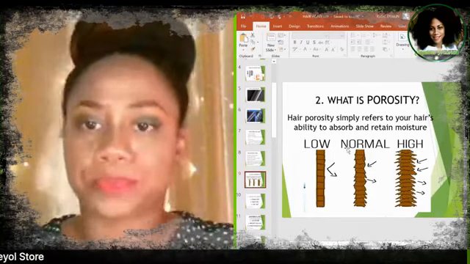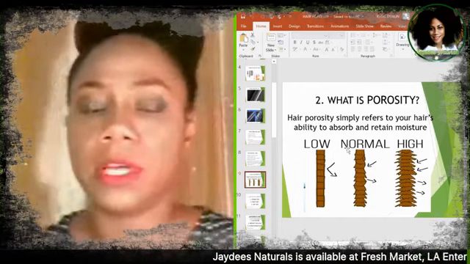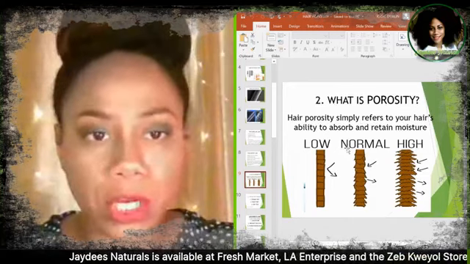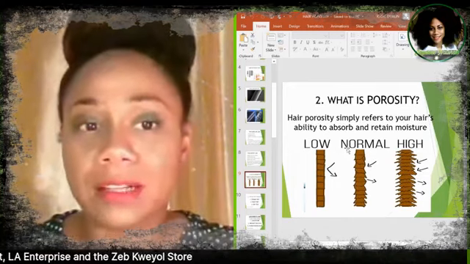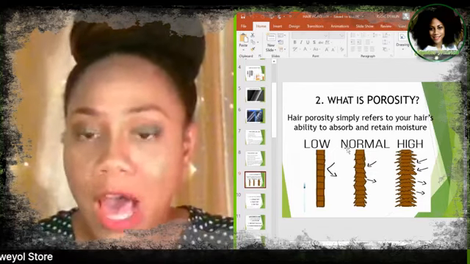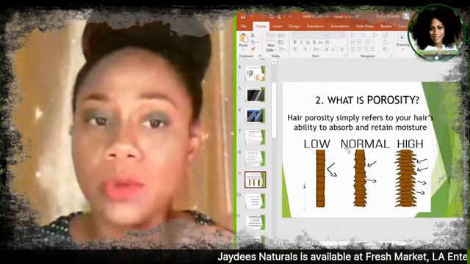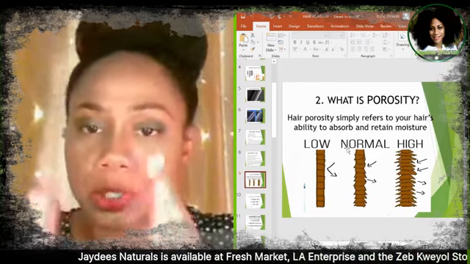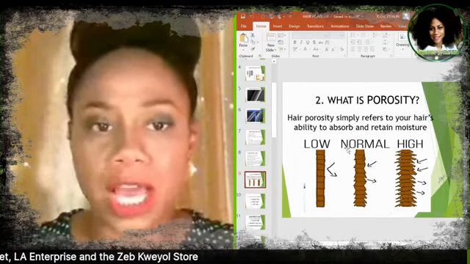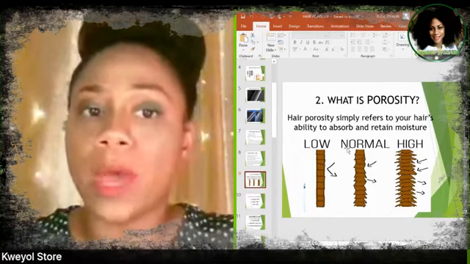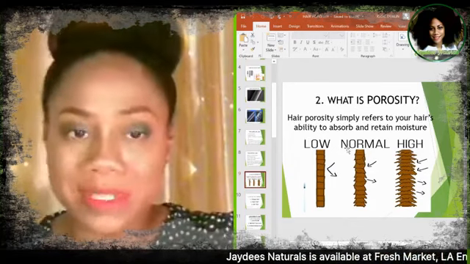Remember I said the cuticle is the door to the outside world, sort of. So when your cuticles lie really close to your hair strand, it is very difficult for water and moisture from outside to get under there and get into your hair strand. So basically that's what low porosity is. Your cuticles lie really tightly, so it's more of a challenge for moisture and products to get into your hair. And when it is there, it's more difficult for it to be let out because of those tight cuticles on the hair strand.